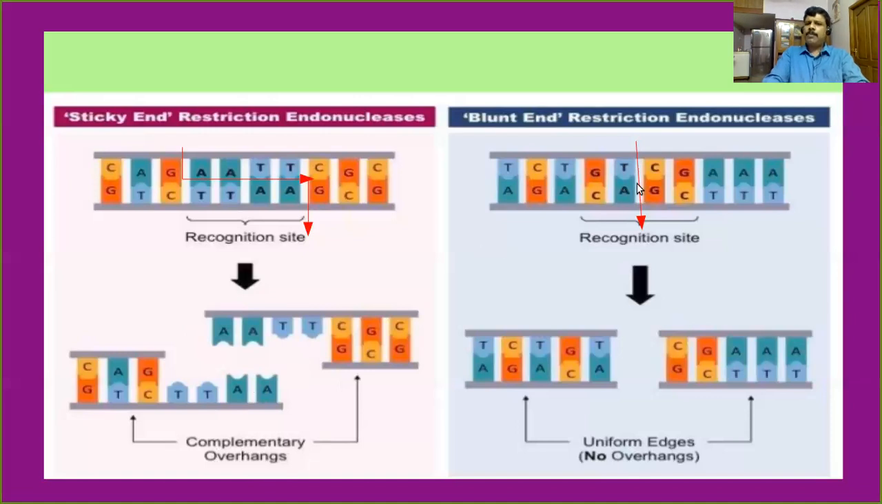Some other types of restriction enzymes make a cut like this. As a result, what happened? The two fragments have uniform edges. They do not have overhangs. Such ends we can collectively call blunt ends. So, as a result of cutting, the DNA fragments may have either blunt ends or sticky ends.